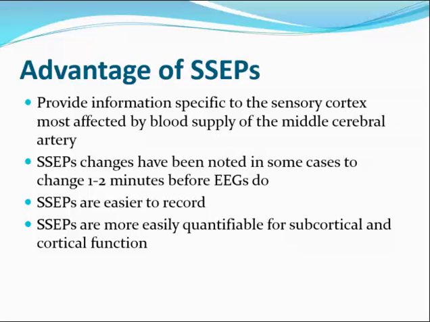SCPs are easier to record, very easy actually compared to EEG, because it takes less time and fewer electrodes to get a good recording. SCPs are more easily quantifiable for subcortical and cortical function. We spoke about that, but repetition for emphasis. It doesn't hurt.